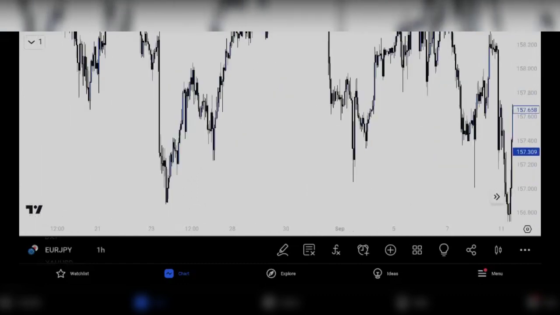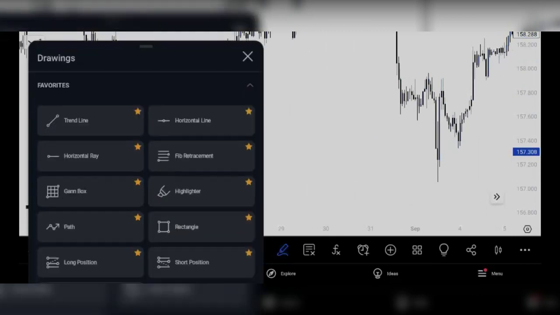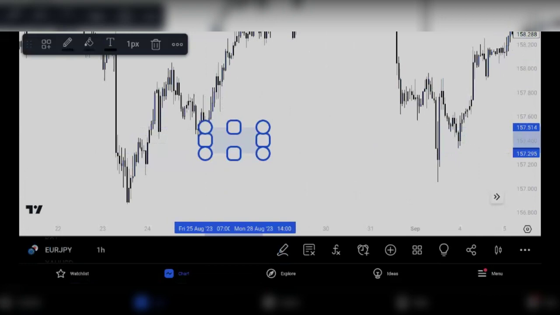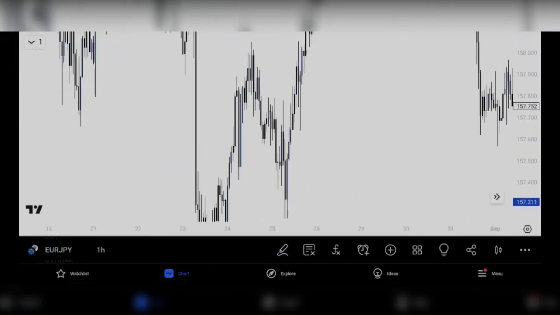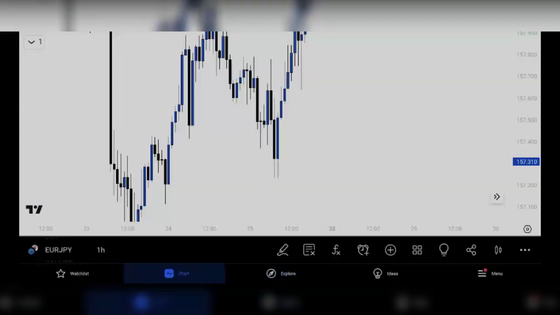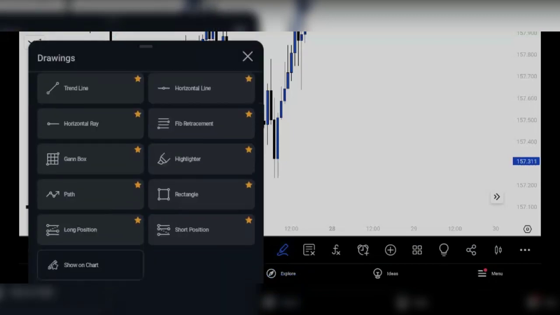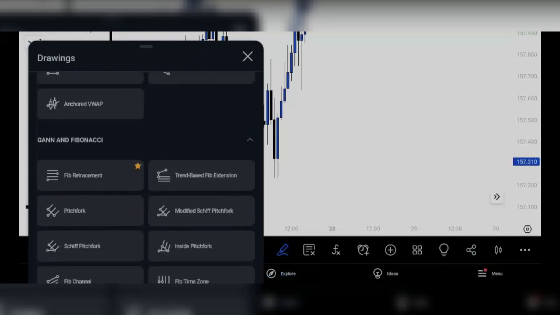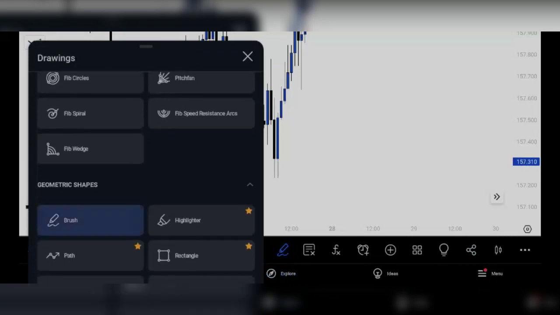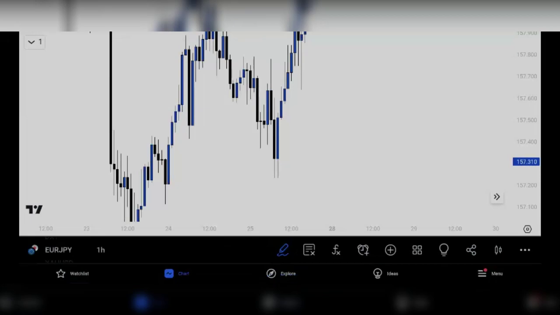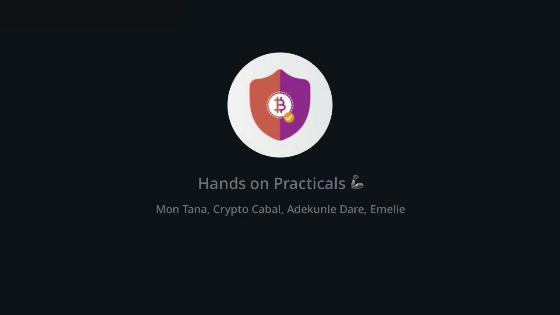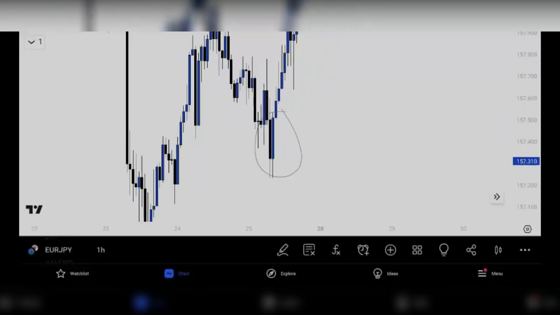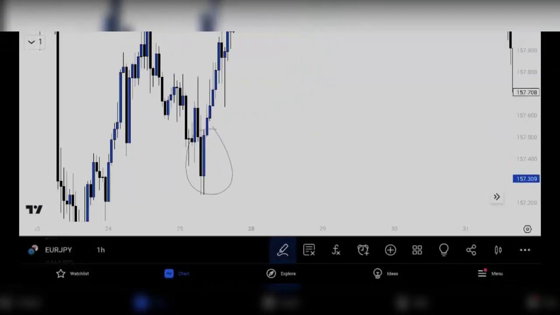Now, look at this point. This particular point is an order block. Why is it an order block? Let me use my brush to identify it. You can see that the blue candle is the bullish candle and the black candle is my bearish candle. At this point you can see that the blue candle is engulfing the black candle, and that is a bullish engulfing.